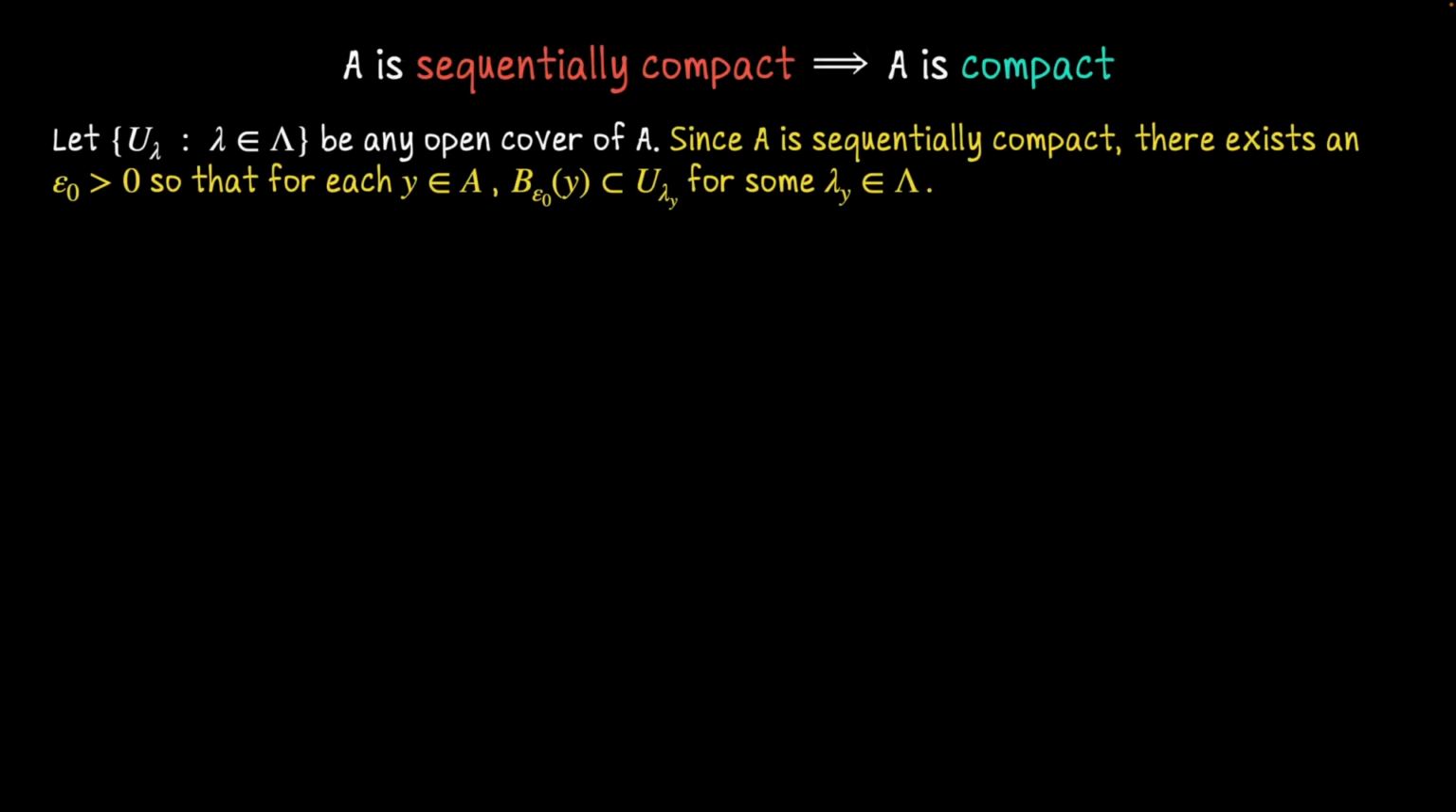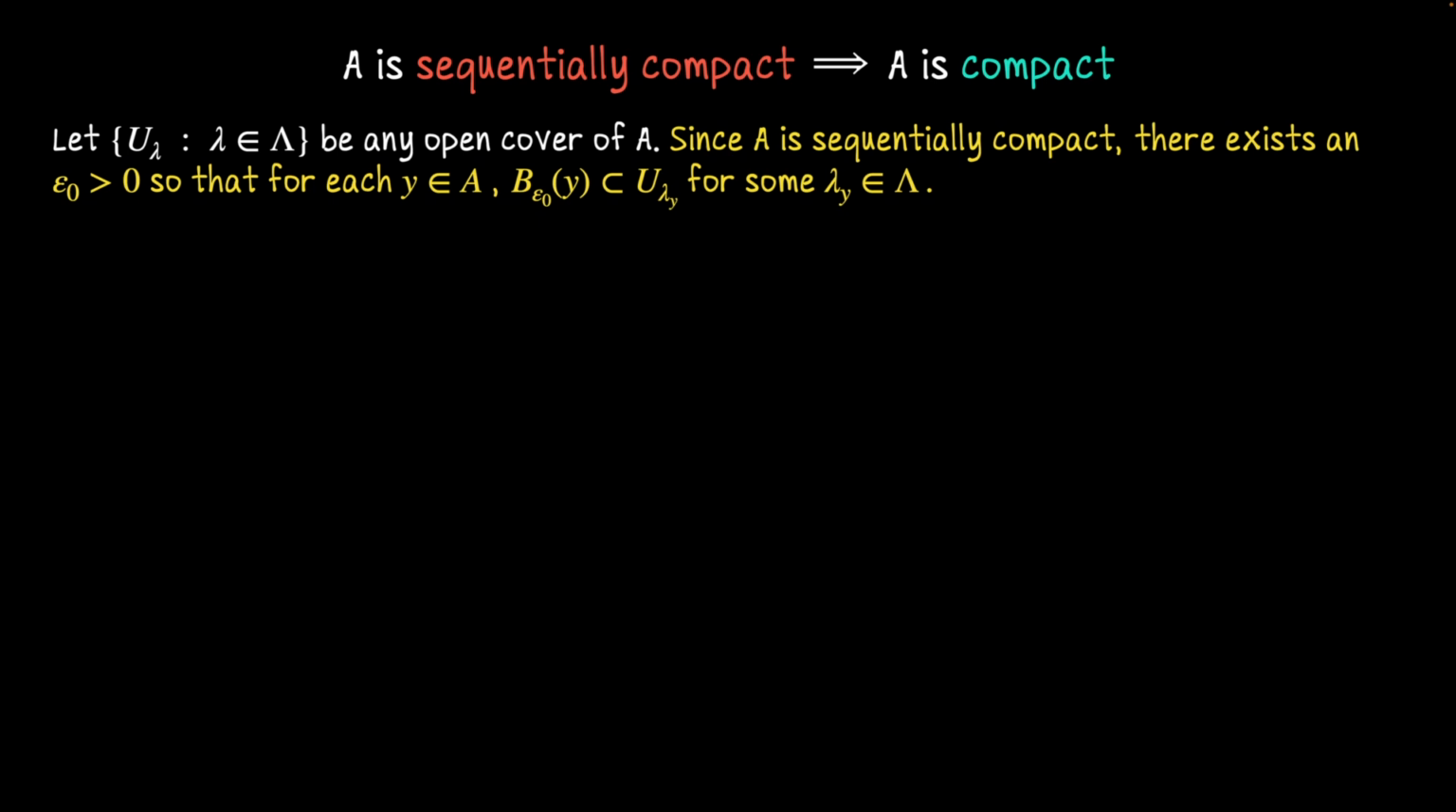Okay, that concludes the lemma. So the lemma was that if A is sequentially compact, then there is a special radius epsilon_0 greater than 0, so that the epsilon_0 neighborhood you draw around any point in the set lives inside of a single member from the open cover. That now gives us the second sentence in our proof.